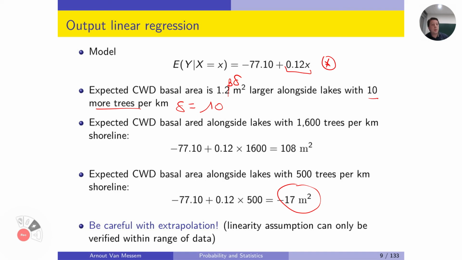This is due to extrapolation. 500 trees is outside the range of the observations. The smallest observation that we have in our data set was 800, and 500 is smaller than this one. So basically we are extrapolating our model outside the range of the observed data. We always have to be very careful with it because we cannot verify the assumptions. So if we want to make predictions, predictions are only accurate if the value for which we want to predict lies within the range of the data that we observed.